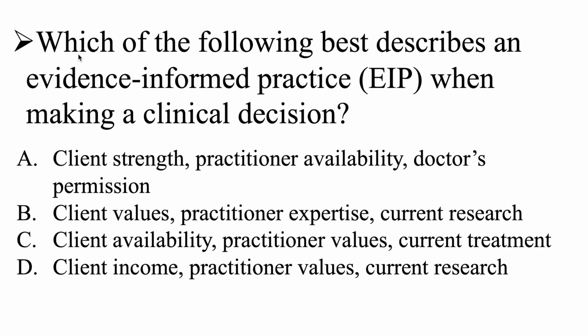One more time. Which of the following best describes an evidence-informed practice when making a clinical decision? Is it going to be client strength, practitioner availability, doctor's permission? Is it going to be client values, practitioner expertise, current research? Is it going to be client availability, practitioner values, current treatment? Or is it going to be client income, practitioner values, current research?